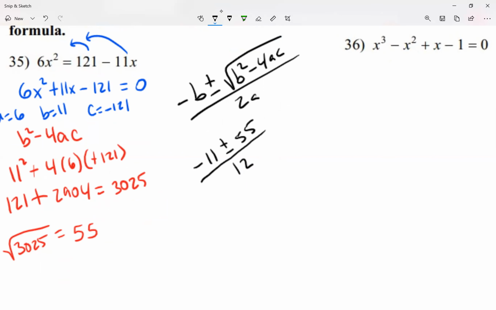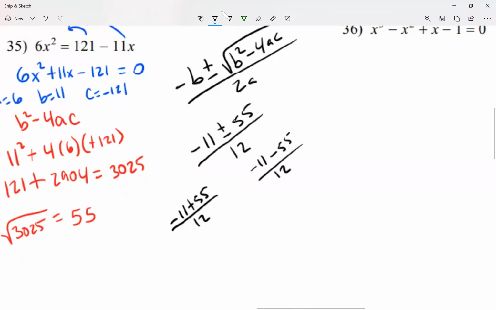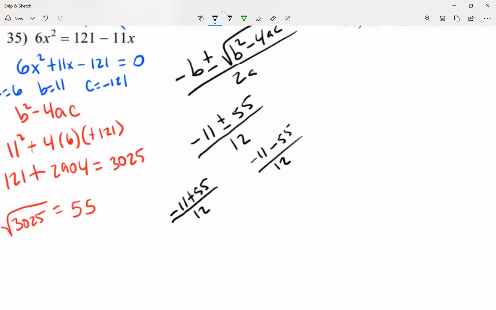For one of them, let me use the positive sign. So I have negative 11 plus 55 over 12. For my other solution, I'm going to have negative 11 minus 55 over 12. Notice how I have one with a plus, the other one with a minus.